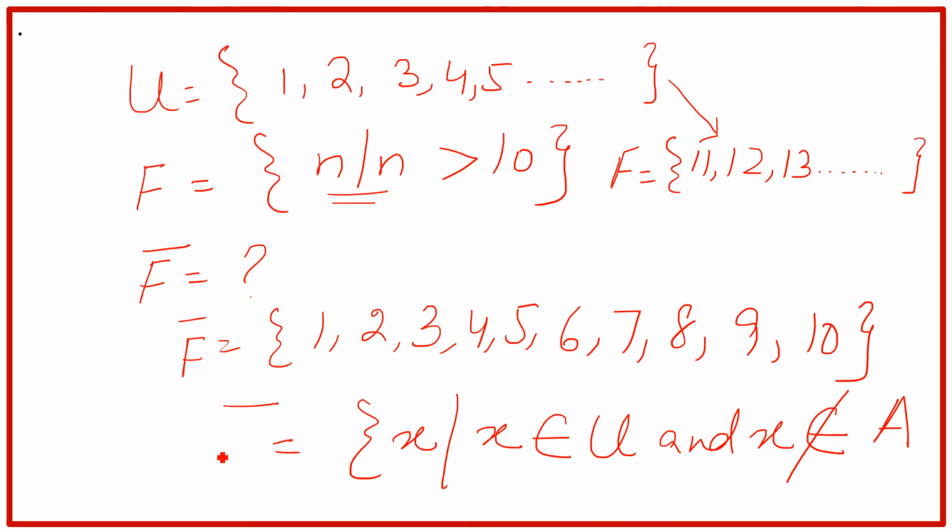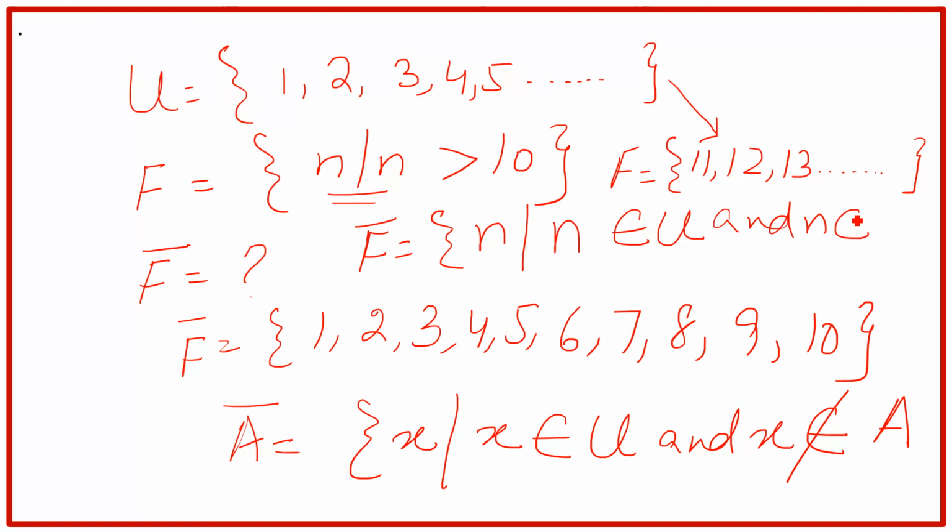Because here I have mentioned A complement, this is just the general description, that A complement or B complement or C complement, you can change the letter here: x such that x belongs to U but does not belong to A. Same thing here, if I want to write F, I will say n such that n belongs to U. So see, 1, 2, 3, 4, 5, 6 up to 10 belong to U but do not belong to F, because 1, 2, 3, 4 are not part of F. F is 11, 12, 13, 14.